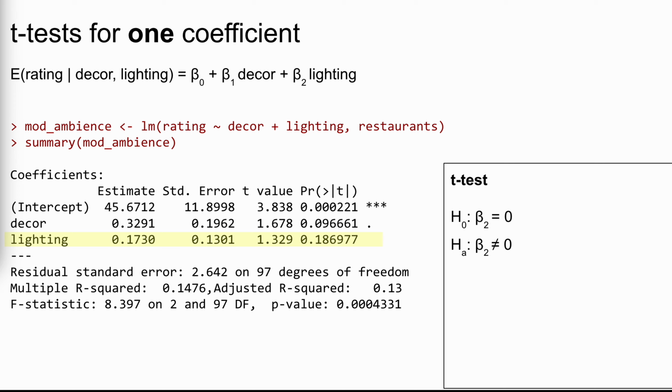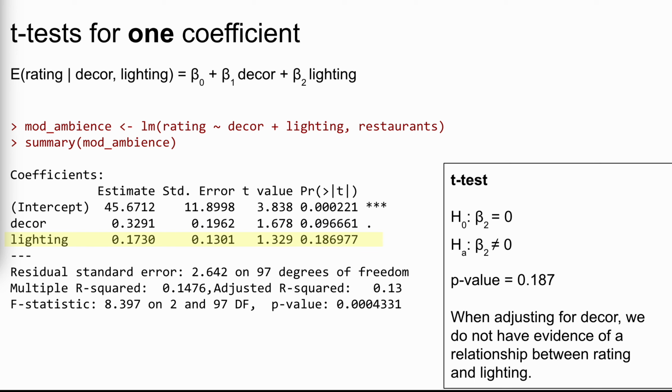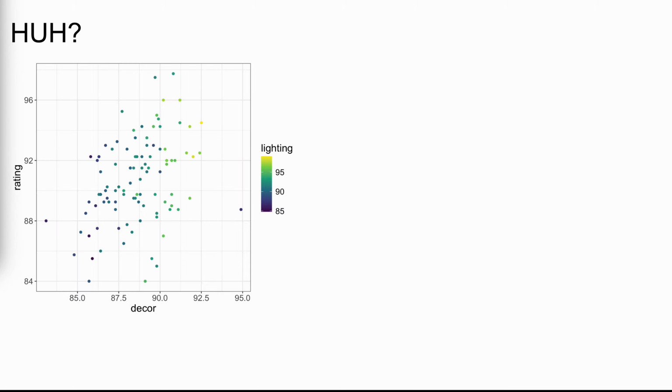We can test a similar hypothesis about the lighting coefficient. Here, too, the relatively high p-value of 0.187 means that, when adjusting for decor, we do not have statistically significant evidence of a relationship between rating and lighting. These results might seem surprising. Going back to the raw data behind this model, the plot here, with each dot representing a restaurant, suggests that ratings do increase with decor and lighting.